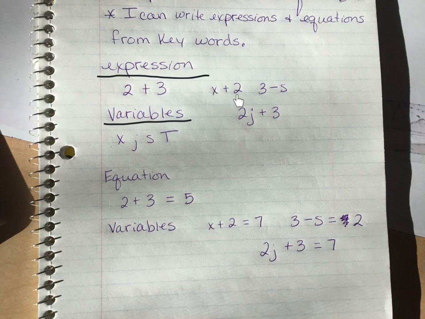So I have some other expressions written here, number sentences without an equal sign. Here's an x plus 2. Here's a 3 minus s. Here is a 2j plus 3. This is one of the more complicated ones.